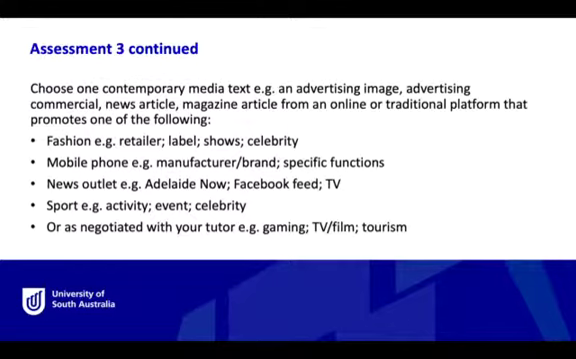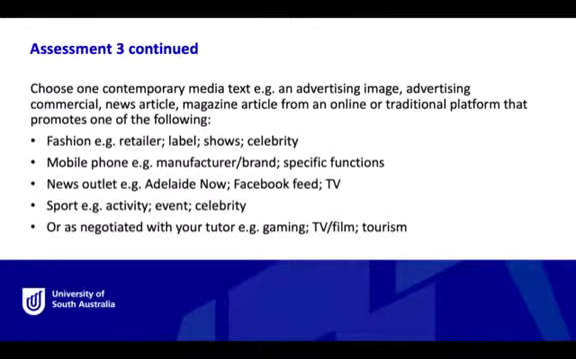Some more information about what a contemporary media text is. It could be an advertising image that you might see on a billboard or in a magazine, an advertising commercial, obviously on television or even on radio, or online, a news article, a magazine article from either an online or a traditional platform that promotes one of the following. So it could be promoting fashion, it could be promoting mobile phones, it could be promoting a news outlet, or it could be promoting a sporting activity or an event, or even a sporting celebrity.